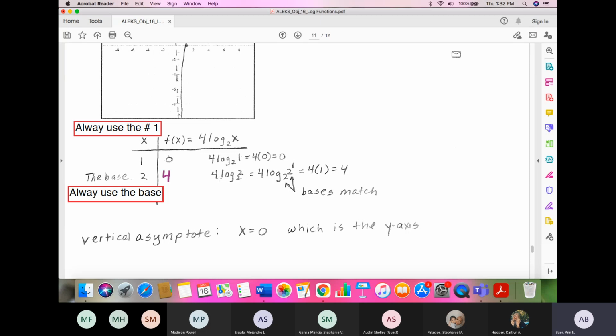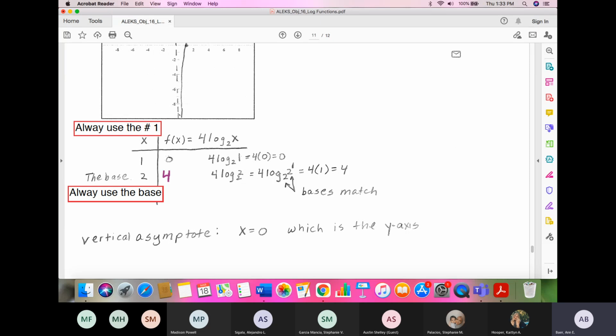Let's copy this over so I can show you something. So this is 4 times log base 2 of 2. But this 2 right here is the base of the exponent. It's the base of the exponent 1. We could put a 1 in there in the exponent. This 2, the base of the log, and this 2, the base of the exponent, match. When they match, it's the exponent you see or that is understood, which is a 1.